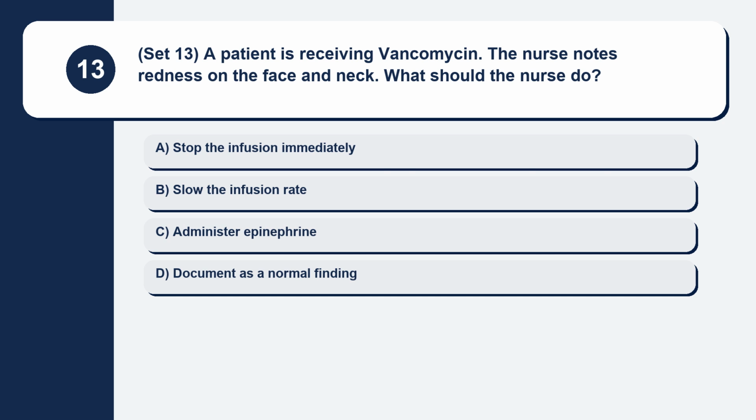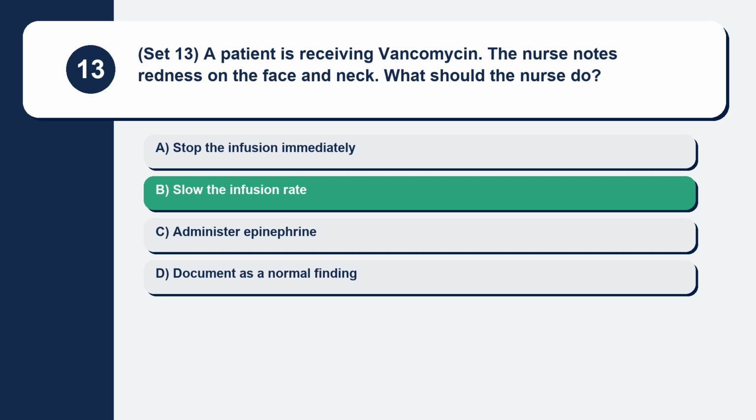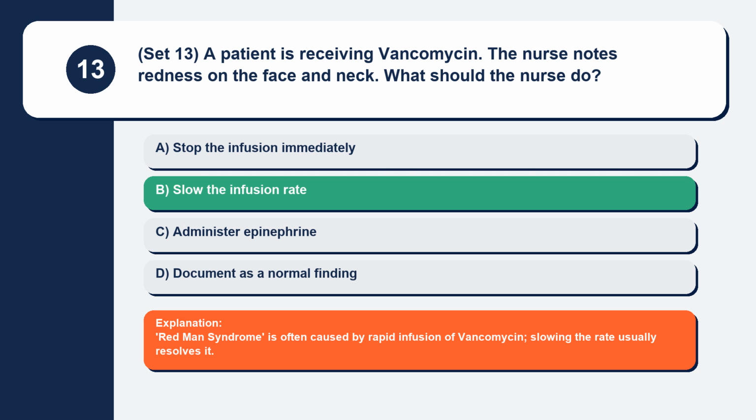Question 13. Set 13. A patient is receiving vancomycin. The nurse notes redness on the face and neck. What should the nurse do? Stop the infusion immediately, slow the infusion rate, administer epinephrine, document as a normal finding. Red man syndrome is often caused by rapid infusion of vancomycin. Slowing the rate usually resolves it.